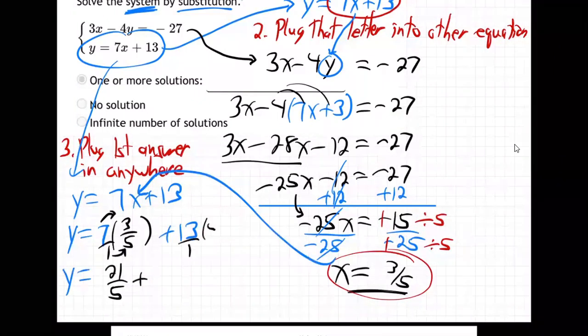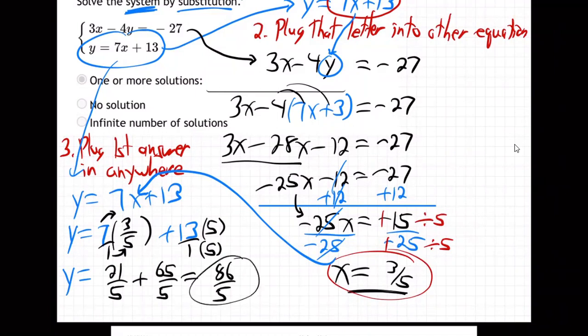Got to put it over 1, multiply top and bottom by 5 to get a common denominator. That'll be 65 over 5. We can add those up. That'll be 86 over 5. So we got x and we got y. X is 3/5 and y is 86 over 5.